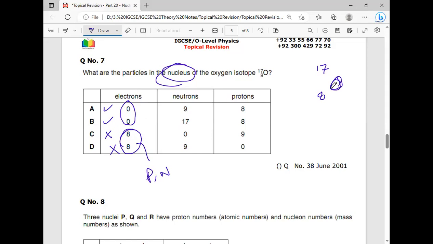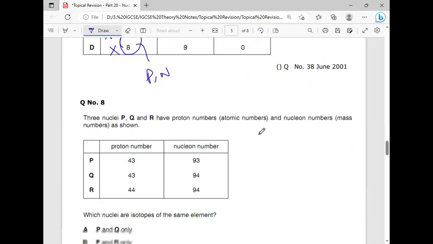Now 8 and 8. Same number of protons, so how many neutrons will there be? 9. Okay. So same number of protons but different number of neutrons. So this will be 8, and 17 minus 8 is equal to 9. So 9 and 0. Option A is the correct answer. The next question.